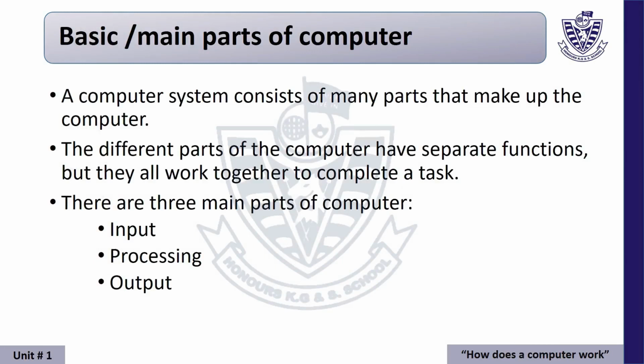A computer system consists of many parts that make up the computer. The different parts of the computer have separate functions, but they all work together to complete a task. Computer parts work like the human body. Students, let me give an example.